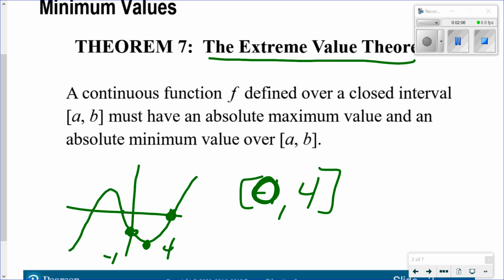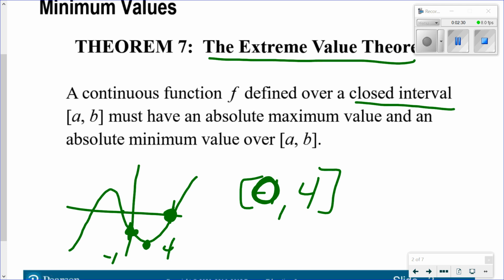Okay, so we can see the lowest point is down here. So that would be my minimum value. And the highest point, remember, we're going between these two dots. The highest point is up here, so that would be my maximum. When we close the interval off, you have to have both a max and a min, even if the whole graph does not have one of those.